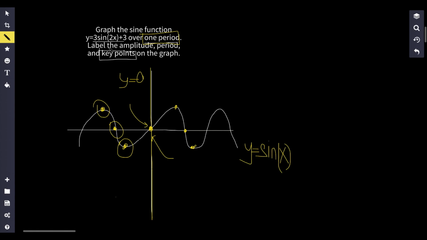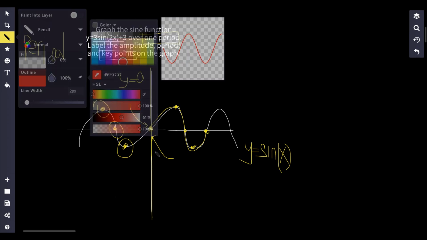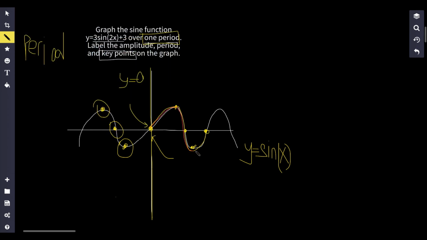Another thing to know about these problems in general is you need to know how to find the period of the graph. What the period represents is just how long it takes for this function to complete one cycle. So in this case, how long does it take for this function to complete one cycle? It's going to represent this length right over here. This is one cycle. And for the original function, y is equal to sine of x, the period is going to be equal to 2 pi. Okay?